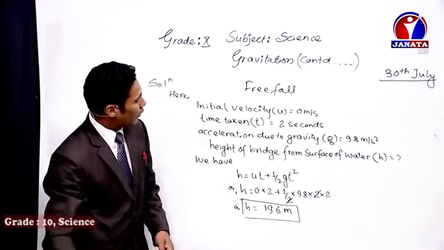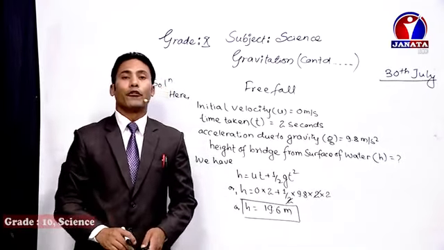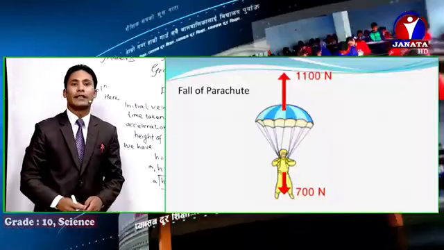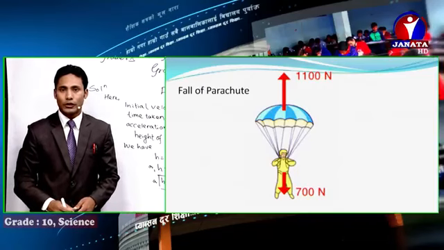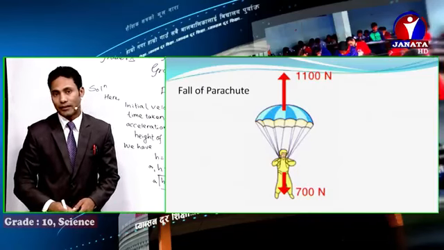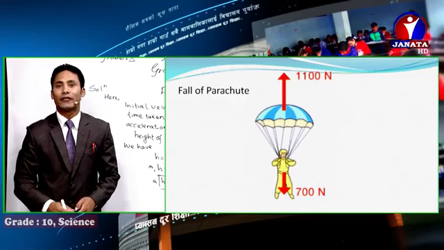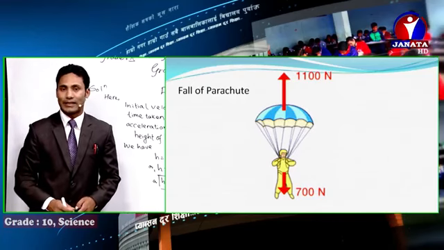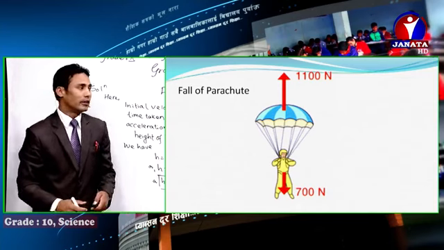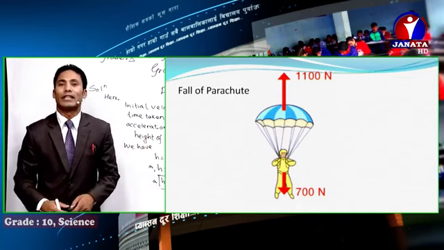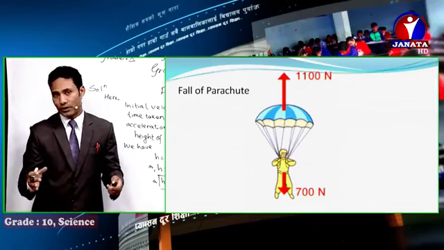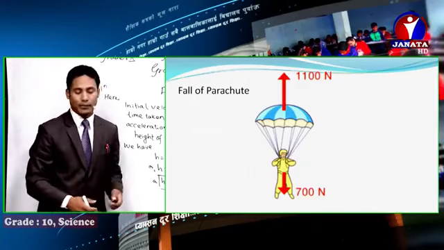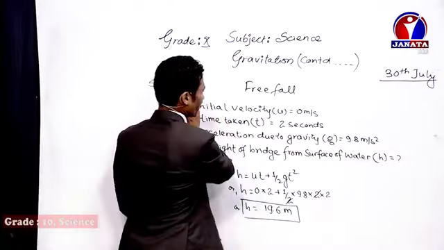Okay, now let's discuss about the falling of parachute. Parachute is the device which is used for safely landing when we jump from a significant height. For example, if we need to jump from a certain height, let's say from an aeroplane, then we can use this parachute for safely landing on the ground. Now, how is safe landing possible by using this parachute? Let's see.